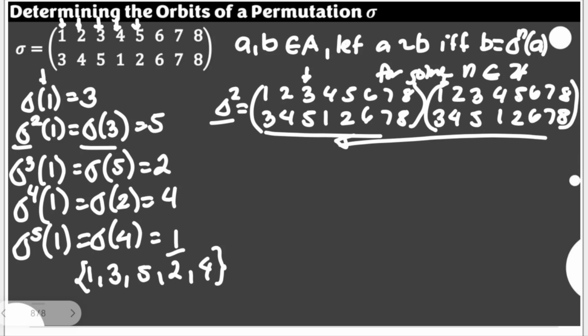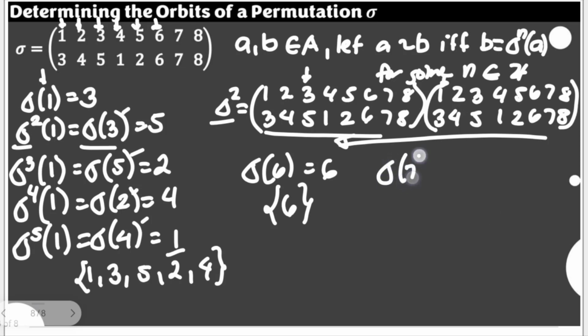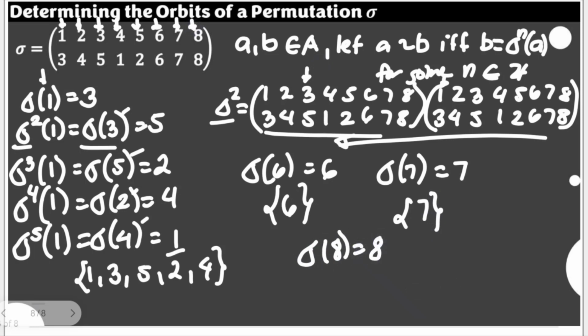So since 1, 2, 3, 4, and 5 are already done, let's proceed to 6. Since 6 is just mapped to 6, we end there. Let's proceed to 7. But 7 is also just mapped to 7. This is your orbit as well. And then for 8, 8 is mapped to 8. So you have here a separate set containing 8.